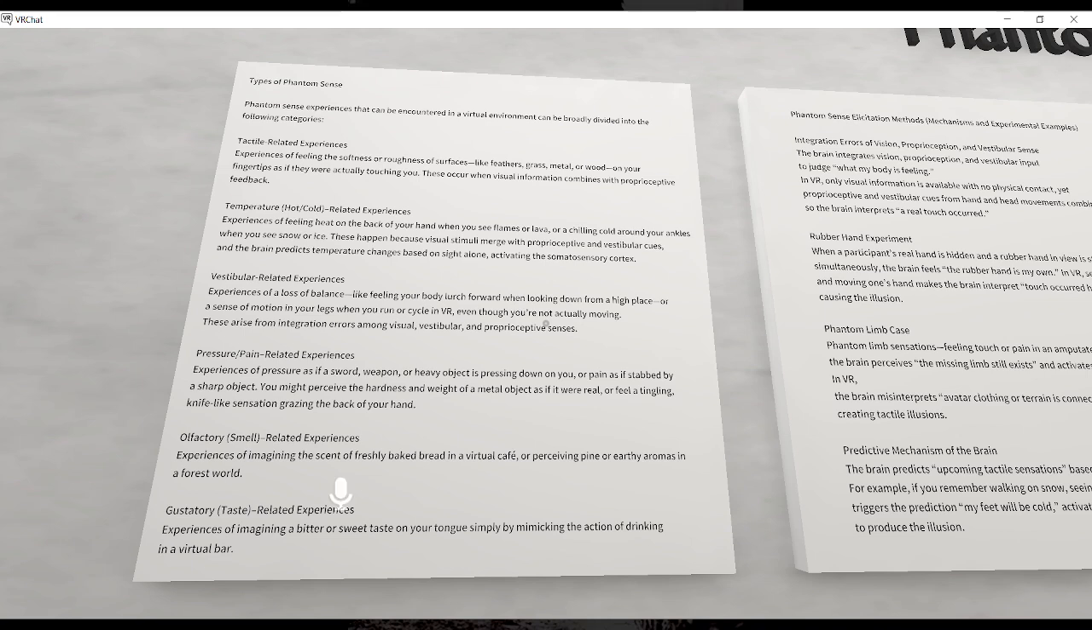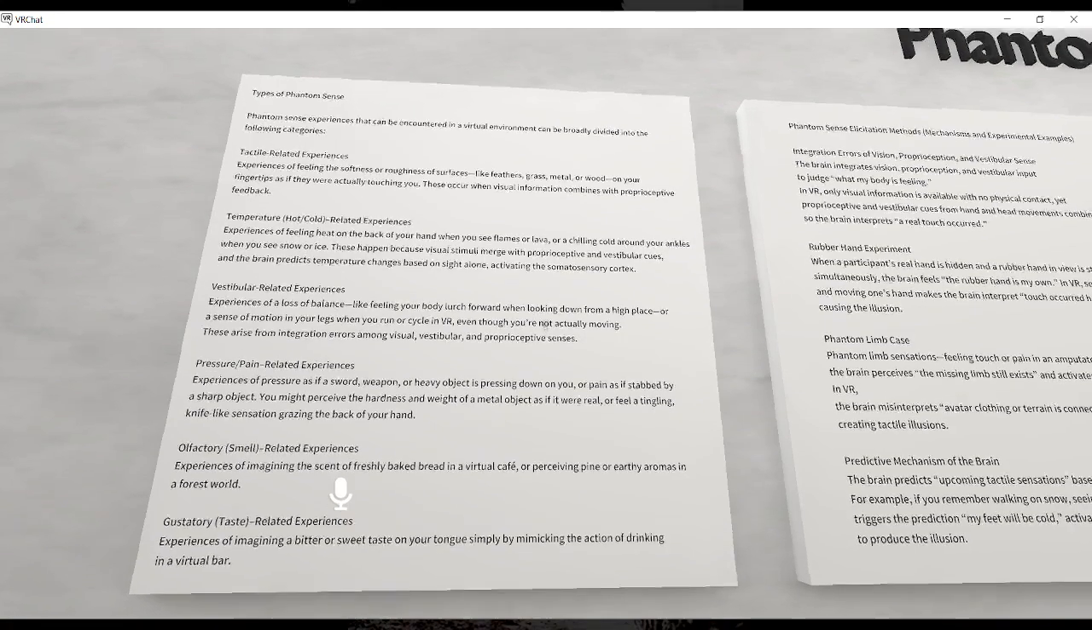Pressure pain related experiences. Experiences of pressure as if a sword, weapon, or heavy object is pressing down on you, or pain as if stabbed by a sharp object. You might perceive the hardness and weight of a metal object as if it were real, or feel a tingling, knife-like sensation grazing the back of your hand.